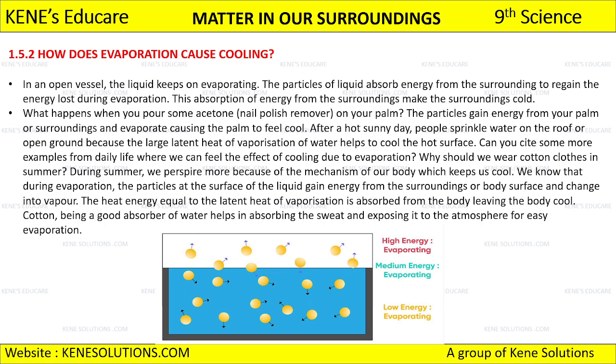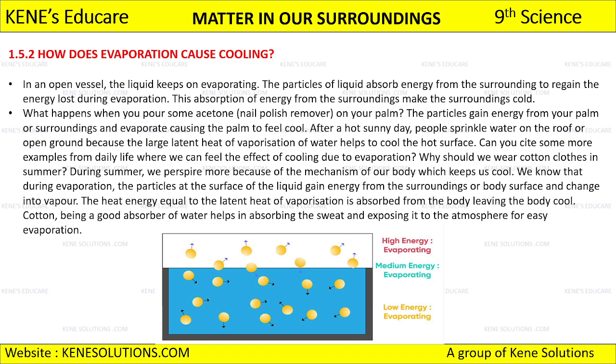And what happens when we pour some acetone? Like you might have seen nail polish remover. Most of the girls might know, but I hope boys also know it, right? So acetone is very cold in nature. The particles gain energy from your palm or surroundings and evaporate, causing the palm to feel cool. Okay, and after a hot sunny day, people sprinkle water on the roof or open ground, because the large latent heat of vaporization of the water helps to cool the hot surface.